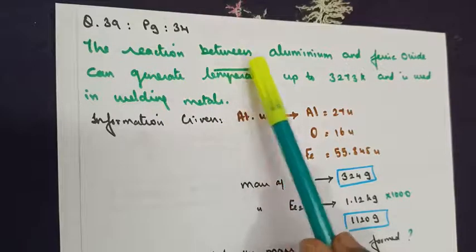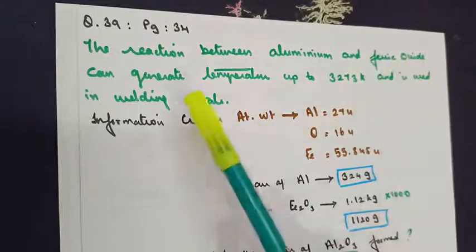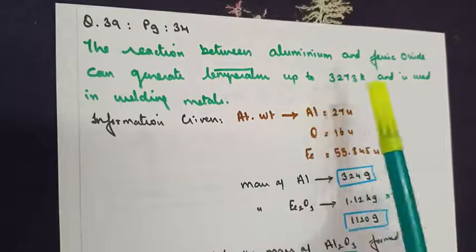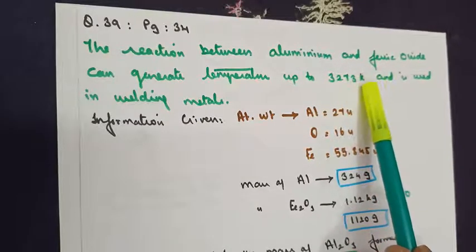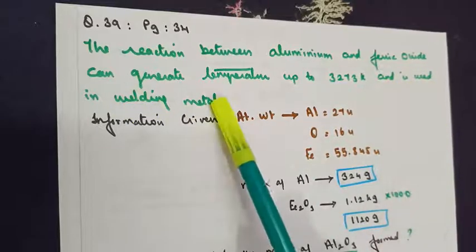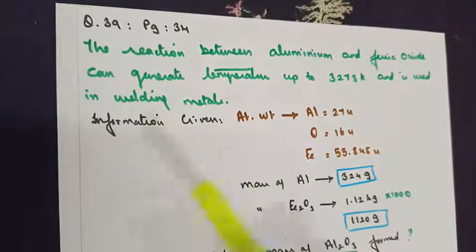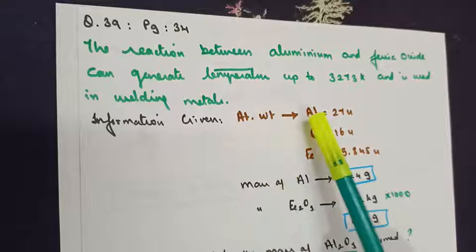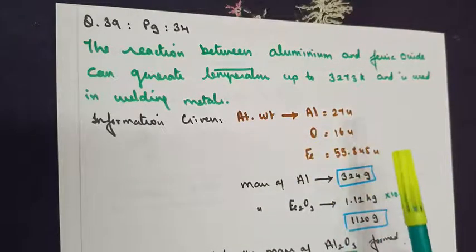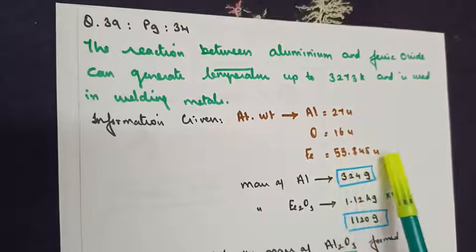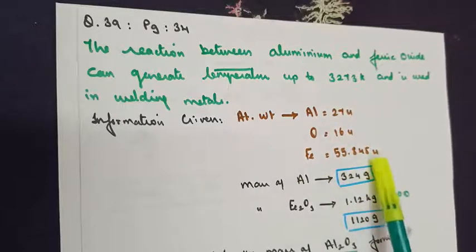The reaction between aluminium and ferric oxide can generate temperature up to 3273 Kelvin and is used in welding metals. So the information given in the question are atomic weight of aluminium 27 u, oxygen 16 u, iron is 55.845 u. That u stands for unified atomic mass, you know that.